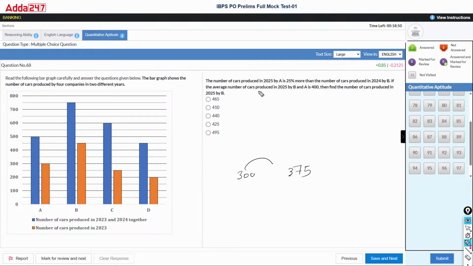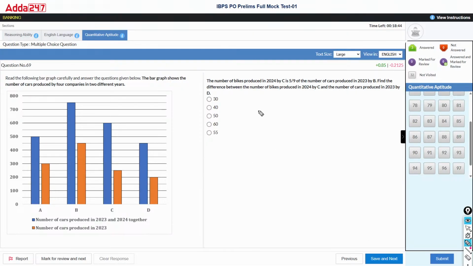If the average number of cars produced by A and B is 400, the number of cars produced by B is 25 more, 425. The number of bikes produced in 2024 by C is 5/9 of the number of cars produced by B in 2023, 450. So 500, so 250 bikes. Find the difference between the number of bikes produced by C in 2024 and the number of cars produced by D in 2024, 200. So 50 difference.